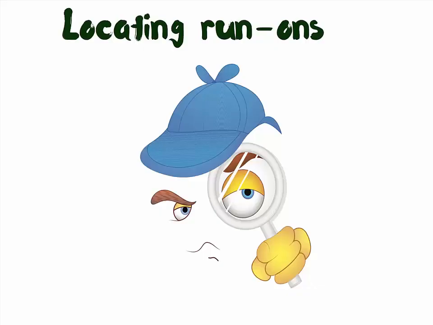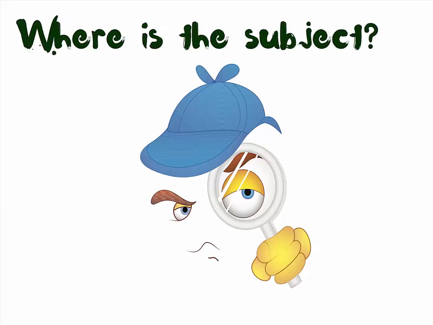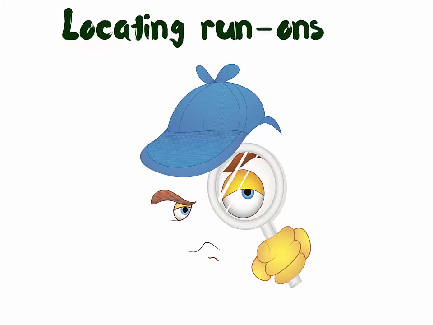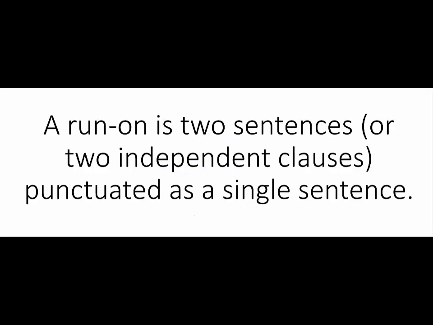How can we detect a run-on? We begin with two questions. Where is the subject and where is the verb? Then we keep reading the sentence. If we have another subject and verb before the period, we probably have a run-on. Remember, a run-on is two sentences or two independent clauses punctuated as a single sentence. Let's look at our first example.